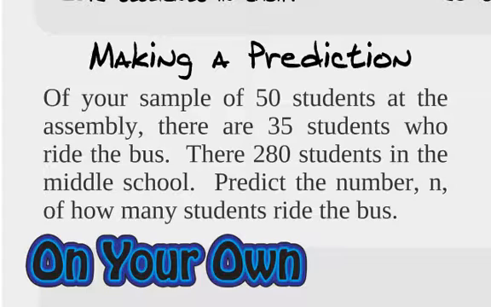Let's say we do sample those 50 students at the assembly, and 35 of those students ride the bus. You know that there's a total of 280 students in the middle school, though. So what I want you to do is predict the number, as a variable n, of how many students would ride the bus. Well, if you remember, setting up a proportion is really going to help you. You're going to have 35 out of 50. 50 is the 100%, 35 is the part, and then the total now is 280.